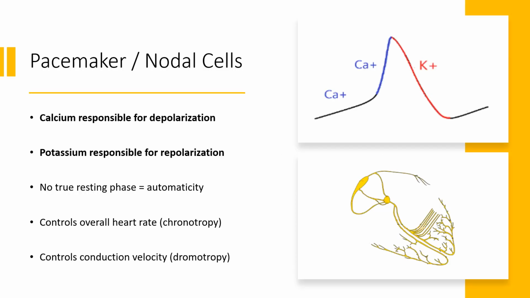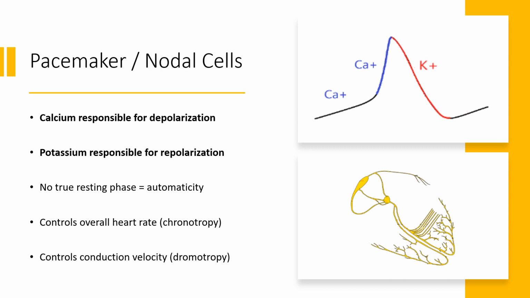Okay, and the last little bit here. At the beginning, I started talking about pacemaker or nodal cells, and so I just wanted to cycle back and go over that because you can see their slope phase is a little bit different. For one thing, their resting phase is not flat. You can see that it is slanted upwards. That's because these cells have automaticity, right?